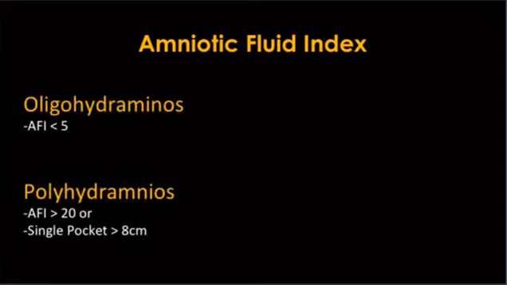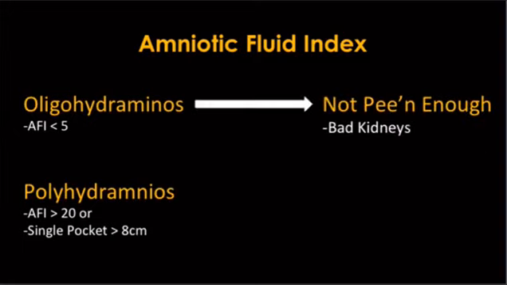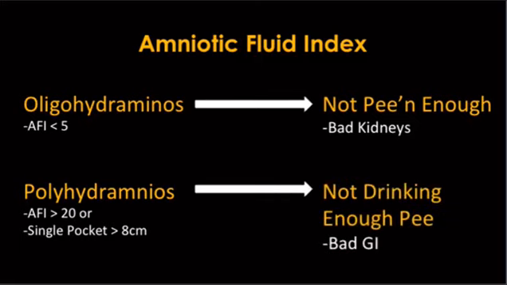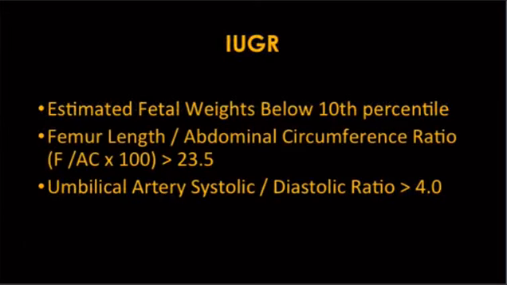So oligo, not enough: AFI would be less than 5. Between 5 and 15 is normal. That means you're not peeing enough, which makes you think there were GU anomalies. Poly means there's too much. So an AFI greater than 20 or a single pocket greater than 8 means you're not drinking enough of the pee. This is the one time in your life where not drinking enough pee is a bad thing. So that means you have an issue with your GI tract. All right, so going back to this.